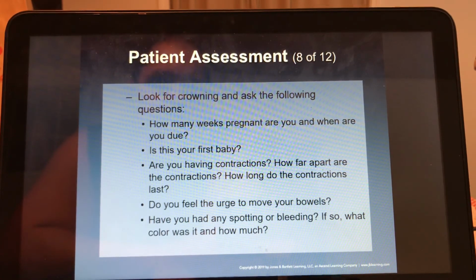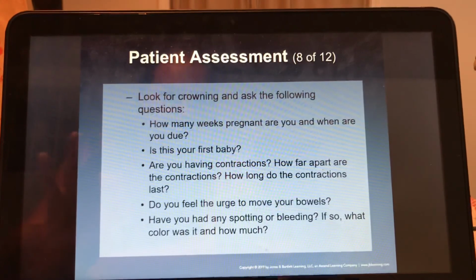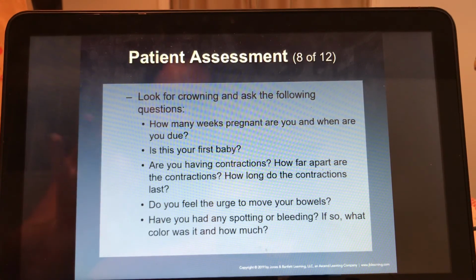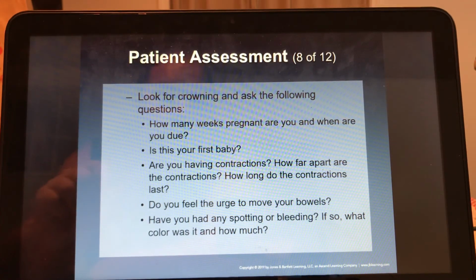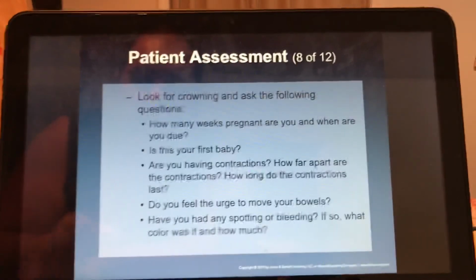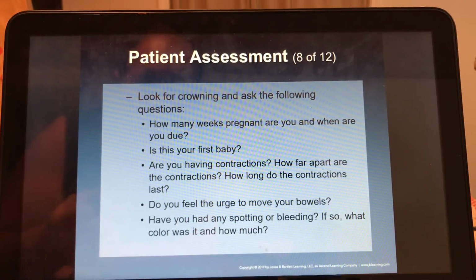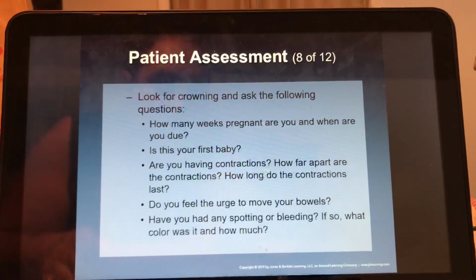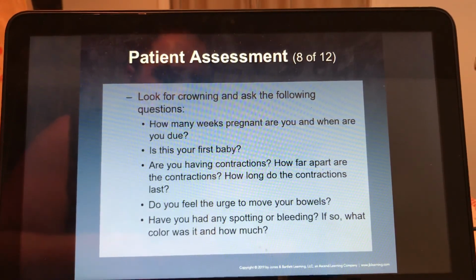Spotting and bleeding, you probably want to know really, truly what color and how much. What you're really looking for is the fact that if there is any spotting, there's something called a mucus plug in the cervix. And as the cervix starts to dilate, it loses its plug. And it's like a rusty brown color. So you want to know if the mucus plug's been lost. Also, you want to know if it's active bleeding, if she has a rupture of membranes, if her sac has been ruptured or her water's broke, and what color it is, because again, as we'll talk about when we're delivering the child, that's very important.